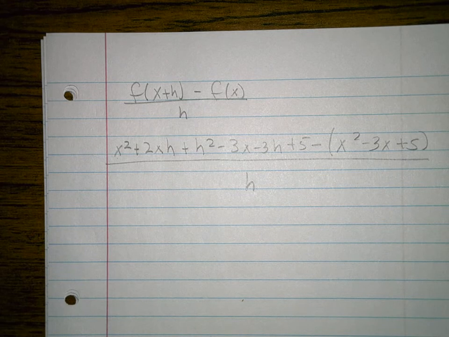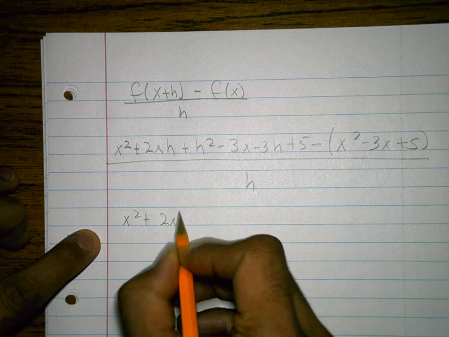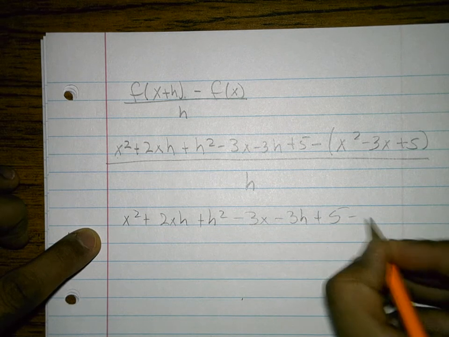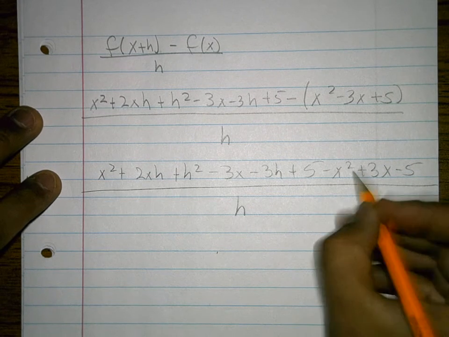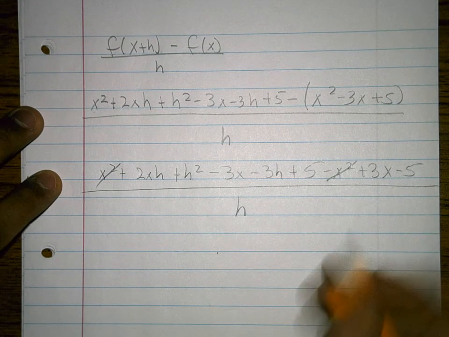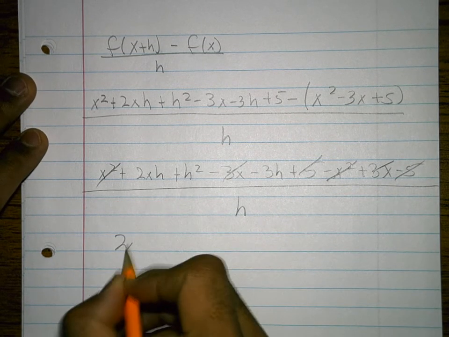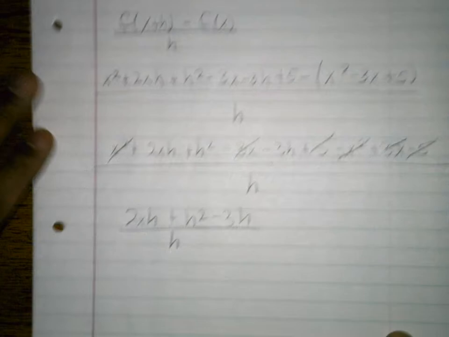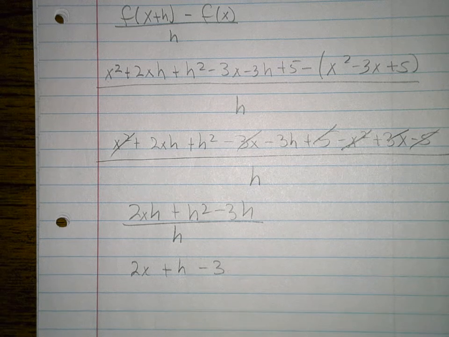Alright. And so I'm looking at distributing that out as x squared plus 2xh plus h squared minus 3x minus 3h plus 5 minus x squared plus 3x minus 5, all over h. Now a lot of this should simplify. So the x squareds cross off, the 3x crosses off, okay, and the 5s cross off. So everything should have an h in it. So I'm looking at 2xh plus h squared minus 3h, all over h. Okay. And then I can divide everything by h. And there's my answer.